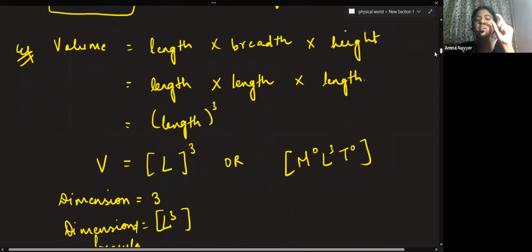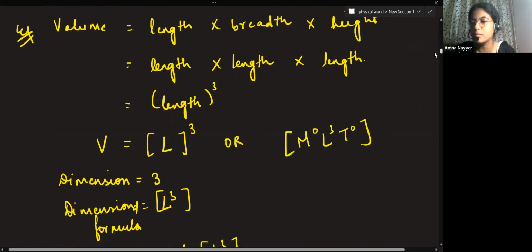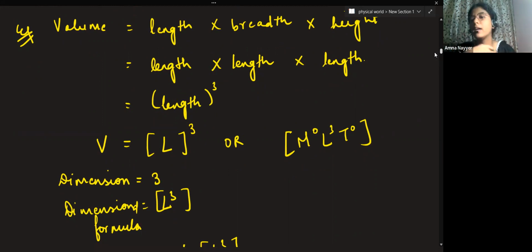Now, whatever power you are getting, we call it the dimension. If it is M0, L3, T0, in this manner, the way we are getting it for this volume, M to the power 0, time to the power 0. See, 0 means nothing, so you're not considering any dimension. Regarding length, L to the power 3, that becomes your dimension. And then the dimensional formula is what? Whatever we are writing in this square bracket, that is your dimensional formula. And volume is equal to L to the power 3. This becomes your dimensional formula. Clear till here?